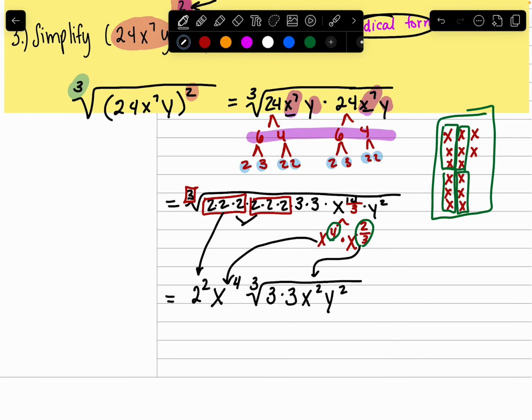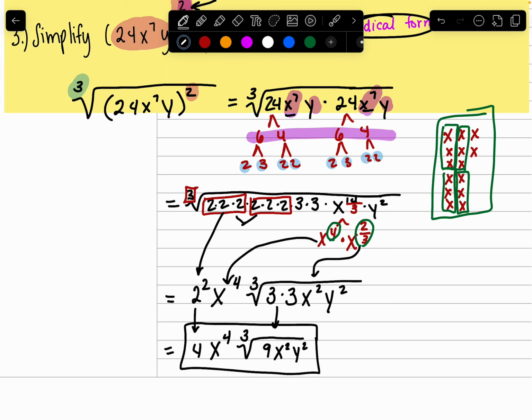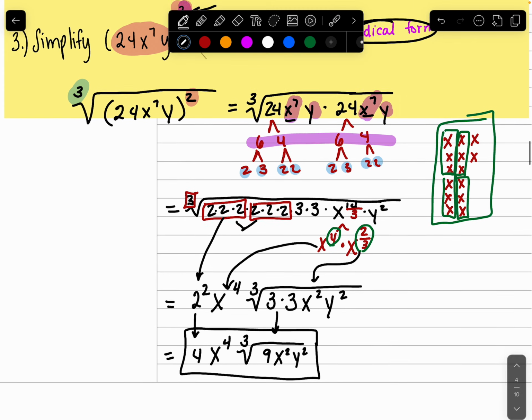Now to fully simplify, you just have to multiply the numbers. So 2 squared is 4, x to the 4th power, cube root of 9x squared y squared. That's one way to do it. If you have any questions for me here, please let me know. So here's the other way to do it.